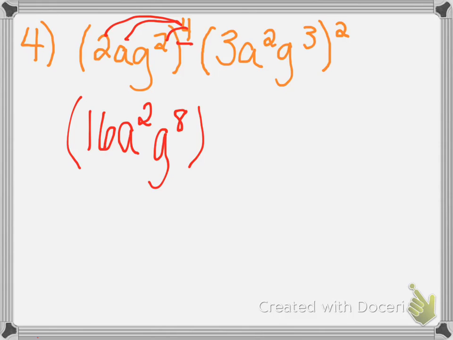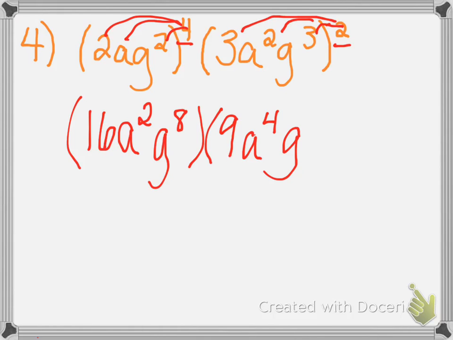This time on your second parenthesis, you're going to have to distribute your 2 first. So you have 3 squared, which is 9. Then you have a, you're going to multiply 2 times 2 is 4. And then g, you're going to multiply again. 3 times 2 is 6.